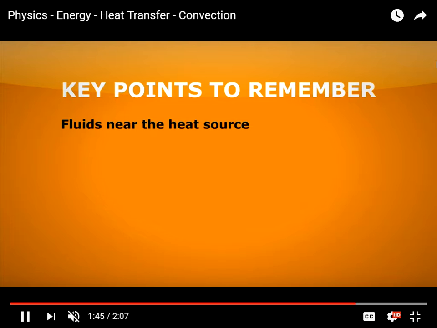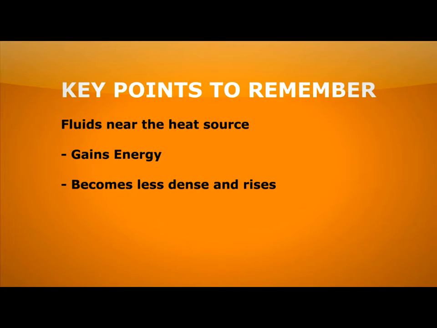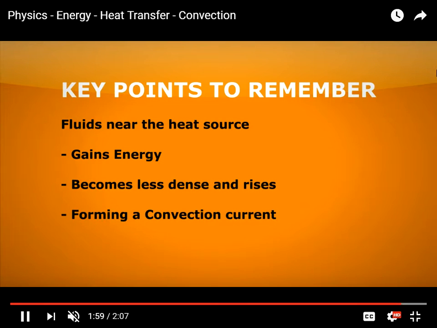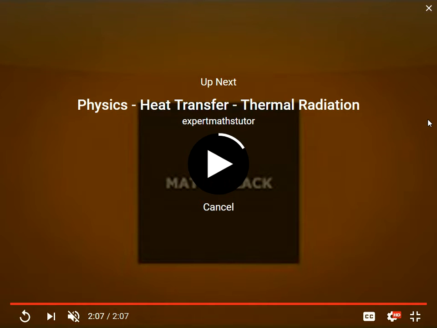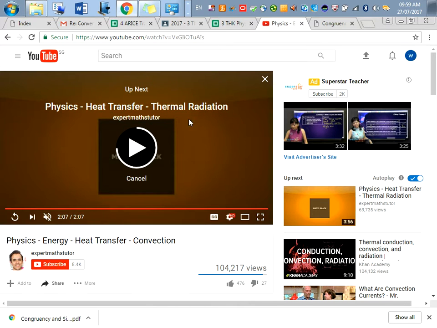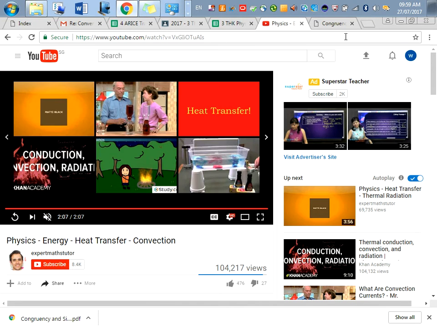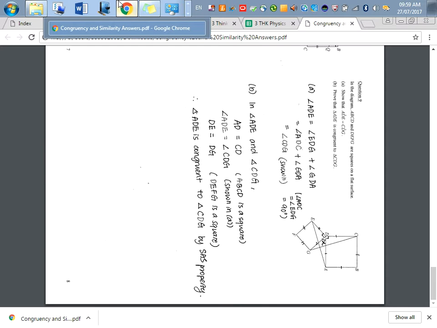Okay, so the key points. The particles that are nearer to the heat source gain energy. They become less dense. The reason is because spacing is greater, volume is greater, then they will rise. So as they rise, a current forms. The cooler parts, which have smaller spacing, smaller volume, in other words, greater density, will sink. So the cycle carries on. Okay, so that's all we have for convection.